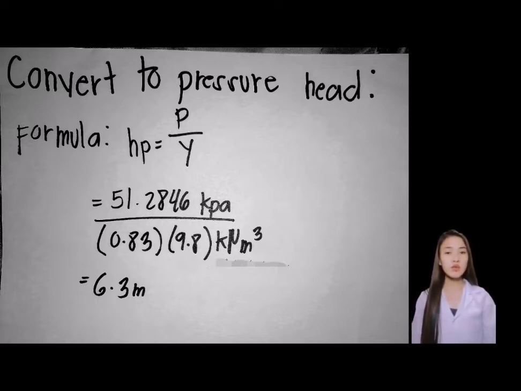This formula uses two variables. So, yung two variables na yun ay yung pressure and specific weight, which is pressure is the force and γ is a specific weight. So, let's substitute. So, HP is equal to, yung P natin is yung answer natin kanina na 51.2846 kilopascals over yung specific weight natin na γ is 0.83 na yung oil natin and then yung water natin na 9.81.